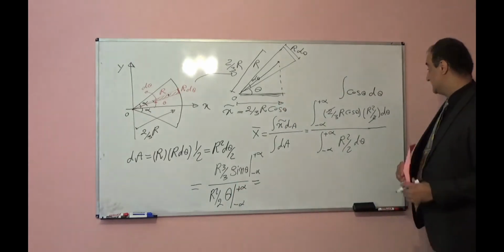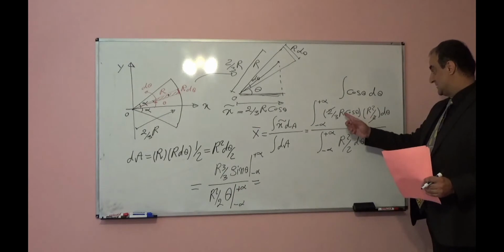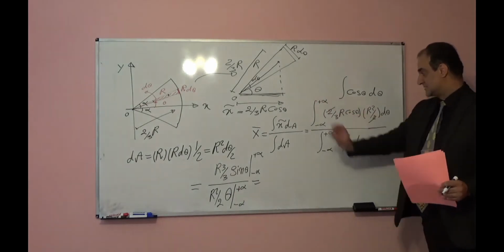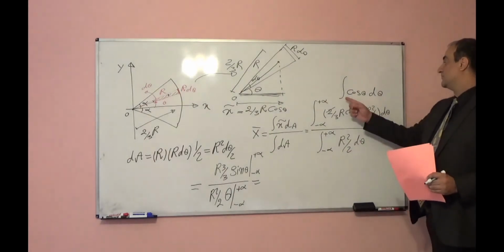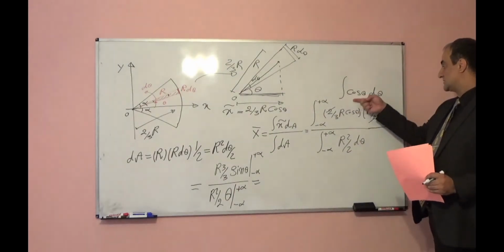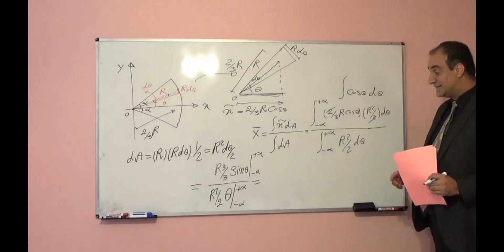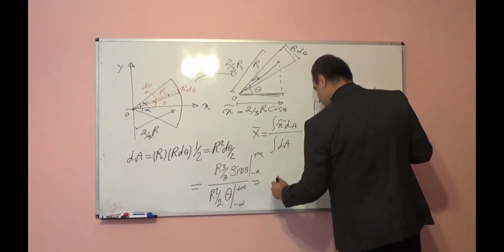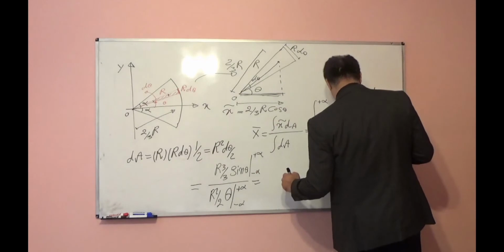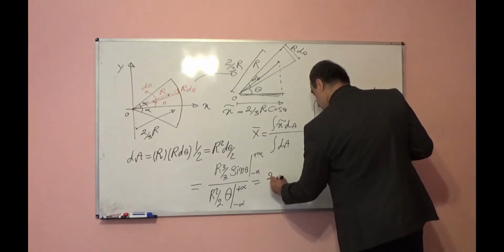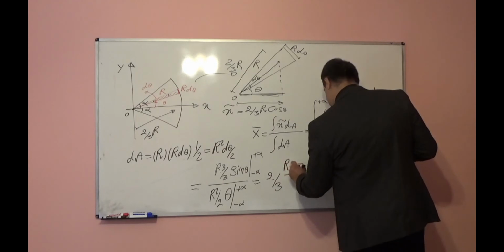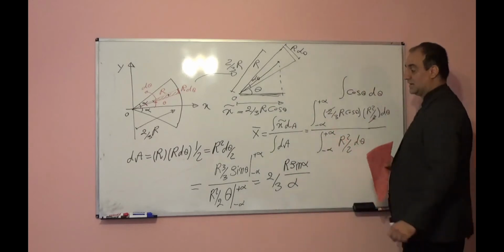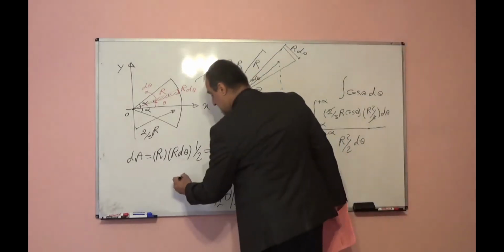So it is very simple integration, because you see r cubed over 3 is constant. You will pull out of integration. Here r squared over 2. So here you will integrate only cosine theta d theta. Here only d theta. After you plug this limit, you will end up with 2 over 3 r sine alpha divided by alpha. This will be x bar.